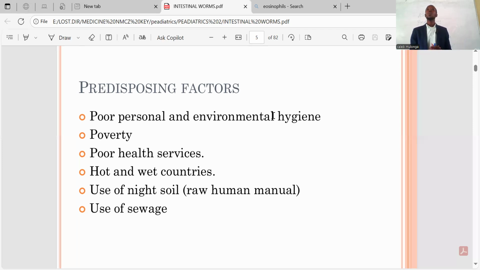So basically, when we talk about the predisposing factors, we can put quite a number. But here the essence is that the soil is the one that is being contaminated. So anything that is causing contamination of the soil will predispose. Things such as open defecation, someone defecating in the environment, in an open area or in the river, all these things can predispose to this condition.